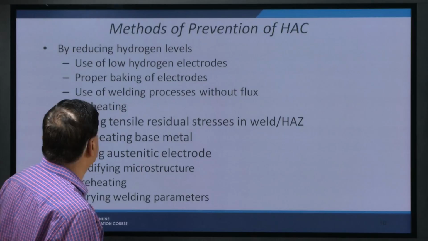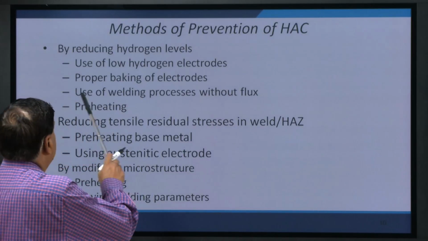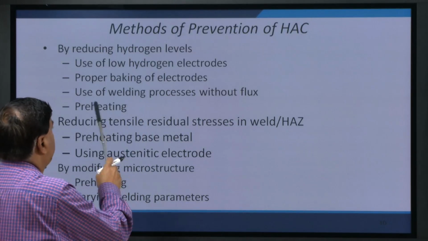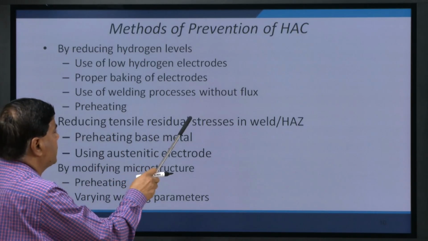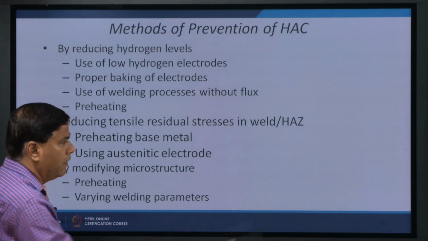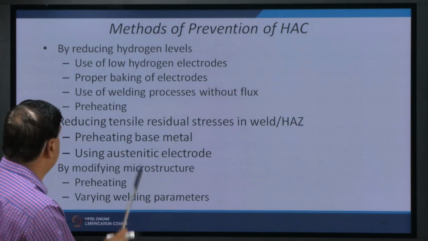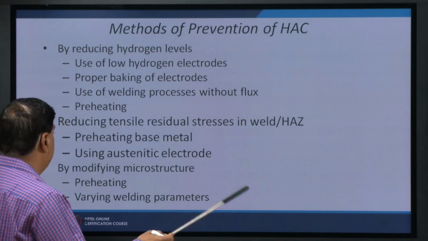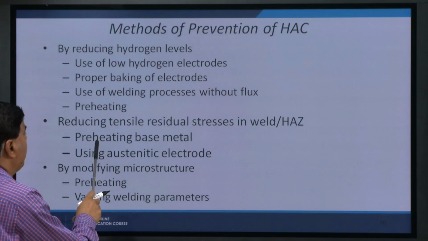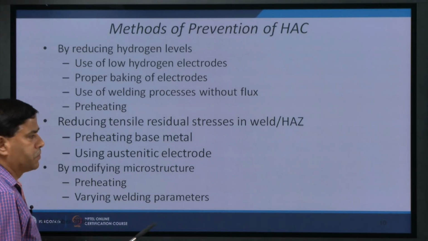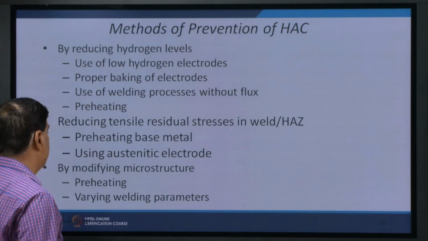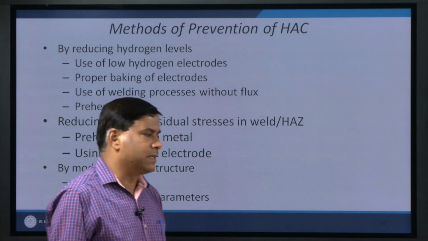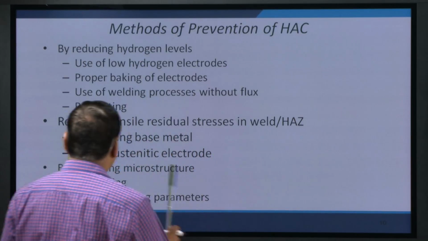These are the prevention methods as I have explained earlier: reducing the hydrogen level, using low hydrogen electrodes, proper baking of the electrodes, or use of welding processes which are without flux, or preheating. All these things I have already explained for reducing the hydrogen and reducing the tensile residual stresses in the weld metal. As I have said, use of the austenitic filler or the preheating of the base metal also helps to reduce the magnitude of the stresses, and modifying the structure so that we have a less crack sensitive structure in the weld metal, like preheating.